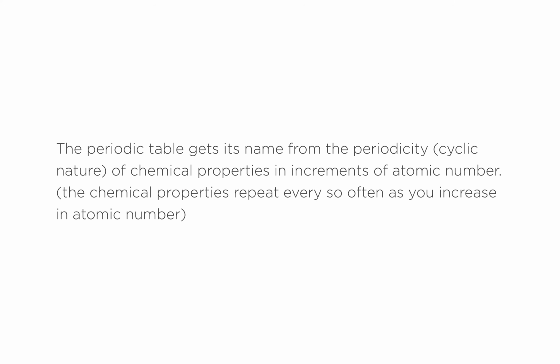So the periodic table gets its name from the periodicity, or cyclic nature, of its chemical properties in increments of atomic number. That is, the periodicity, the repeating chemical nature of these elements, is a function of their atomic number. Okay, and I've got brackets here. The chemical properties repeat every so often as you increase the atomic number.